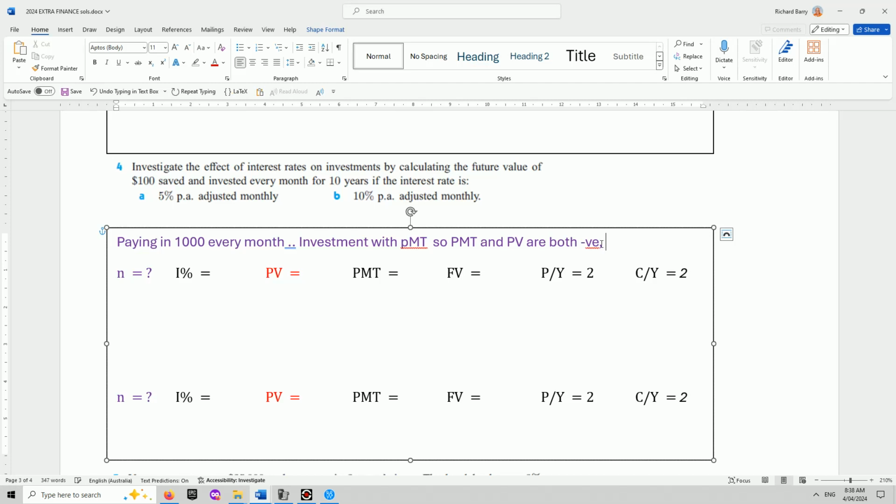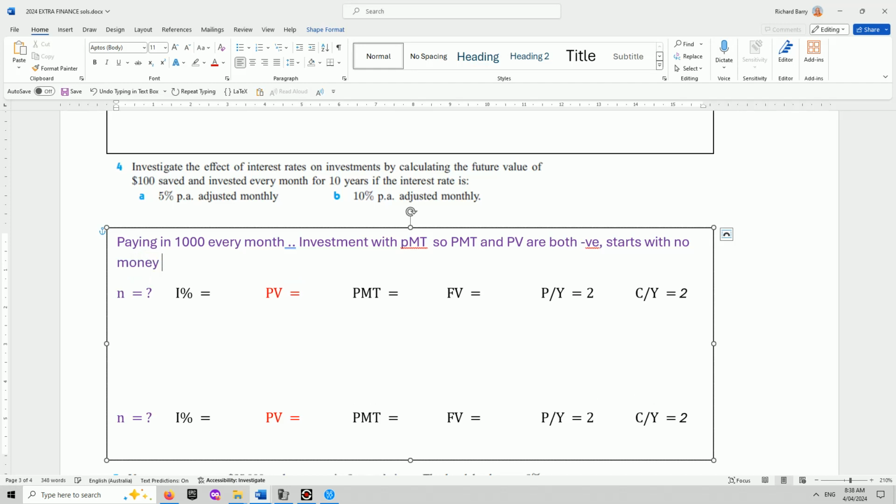So I'm reading the question. Calculate the future value of $100 saved every month for 10 years. Okay, so we're going to do this question twice. We've got 2 parts. Starts with no money. PV equals 0. Anyway, everything's happening monthly.